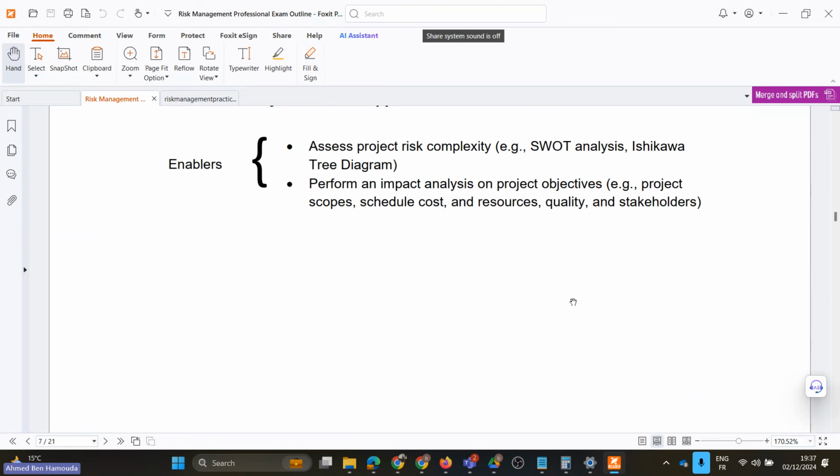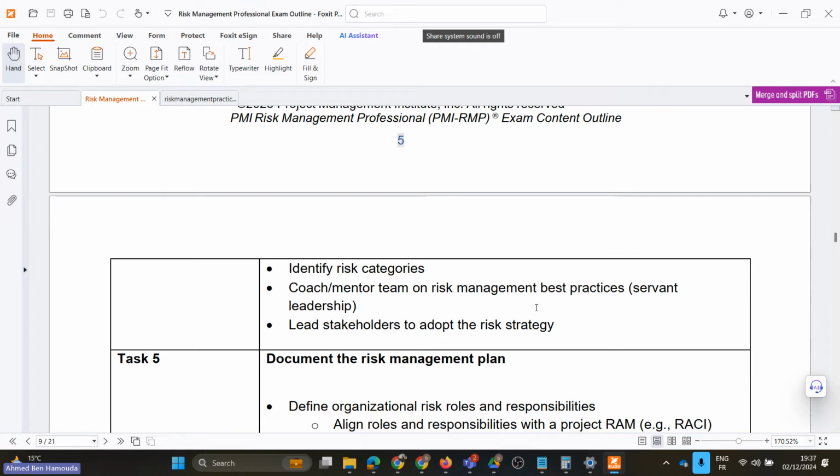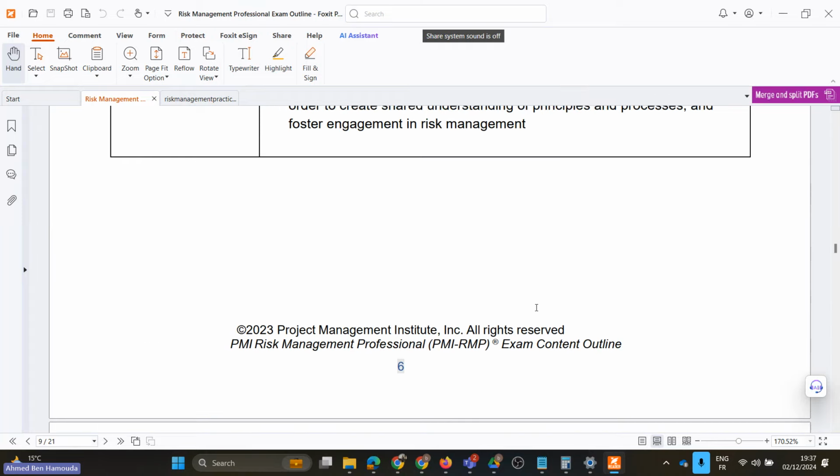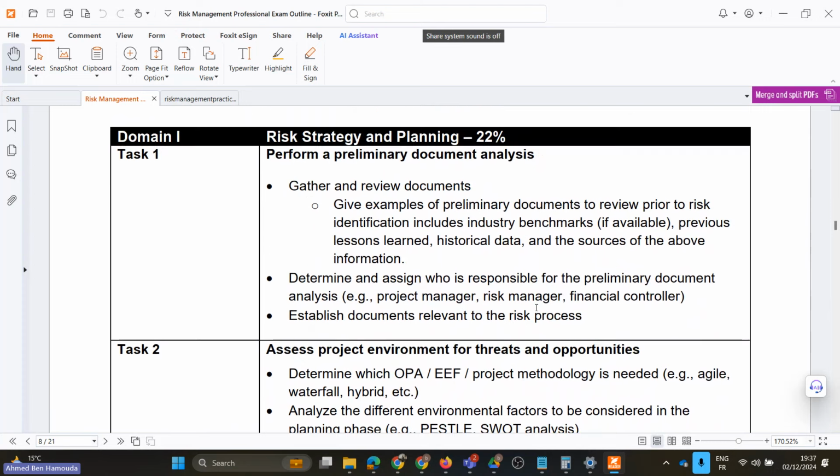All right. Now, let's start with domain number 1 in the ECO of the RMP certification. This domain number 1 contains 6 tasks. Here on the left, you have the tasks, and here on the right, you have the enablers.